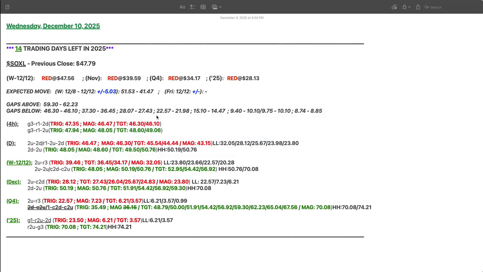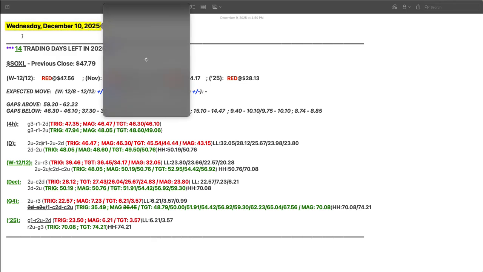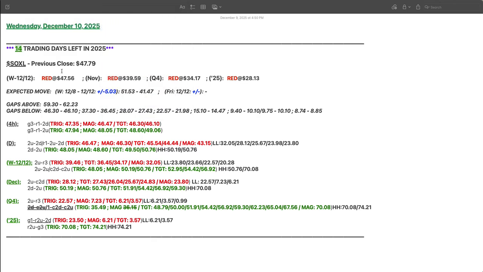Let's just go to the notes real quick so we can look at the numbers and not just the charts. All right, so for Wednesday, December 10th, there will be 14 trading days left in 2025, and the close on Tuesday, December 9th was 47.79. We know that the week, month, quarter, and year are green, and these are the levels that we would have to hit or go below in order to turn them red. We know that there's a plus or minus $5.03 expected move by the market makers, giving us a range of 51.53 to 41.47 for the week.